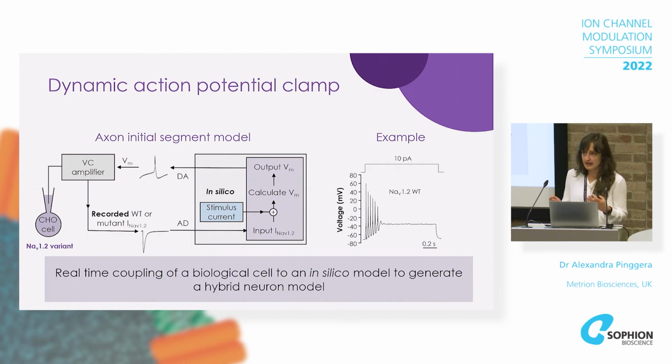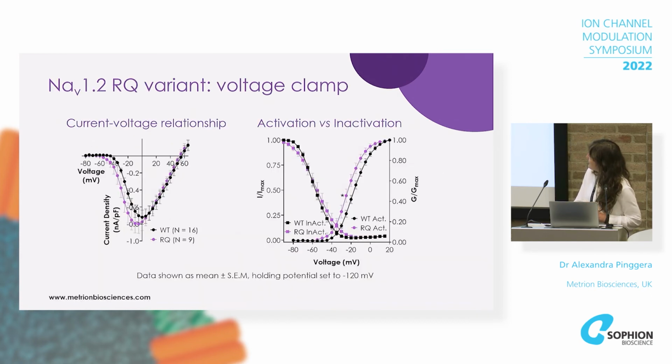So, in a nutshell, what we're trying to do is functionally couple a biological cell, our CHO cell, with a computer-generated model to create a kind of hybrid model. Someone called it the Frankenstein neuron, I think. And now I'm going to give you some examples.